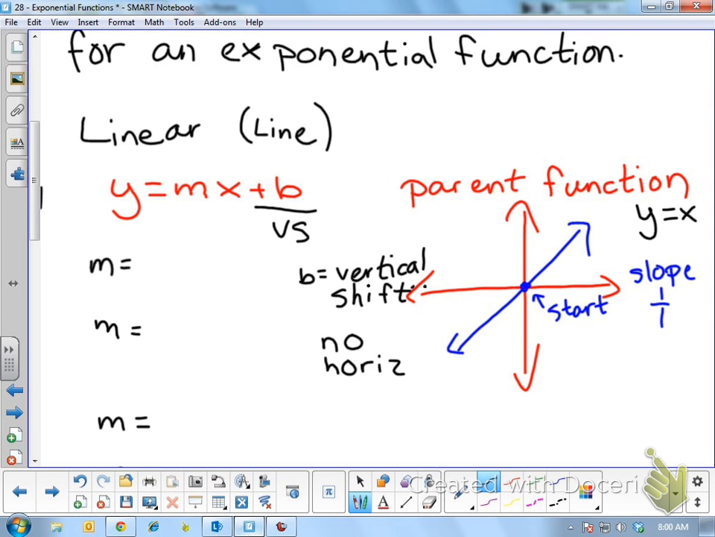Under the B plus, is it a V5? What? Under B, is it a V5? No, it's a VS for vertical shift. Sorry.